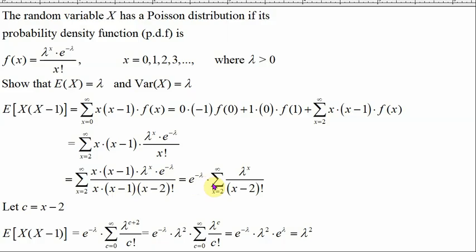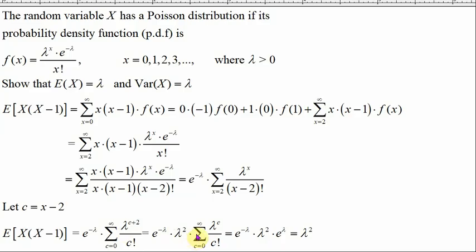And now let c be x minus 2. And then in the place of x, we have c plus 2. C is equal to x minus 2, and so x is going to be c plus 2. X minus 2 is c. When x is 2, c is 0. Lambda to the c plus 2 is the same as lambda to the c times lambda to the second, and then we can move the quantity lambda to the second and place it in front of the summation sign right here.